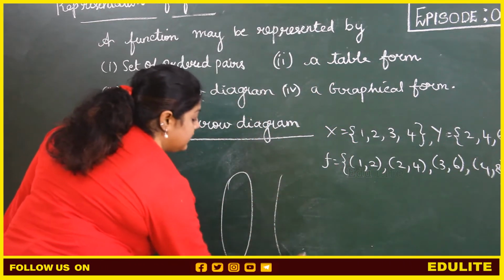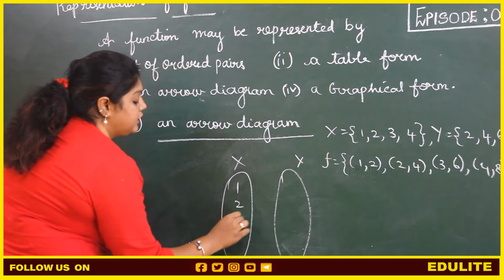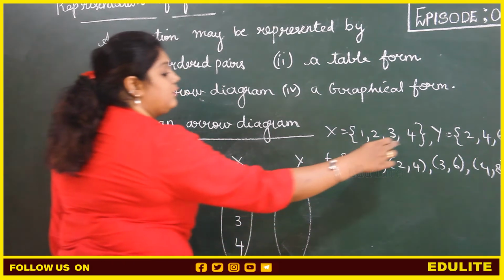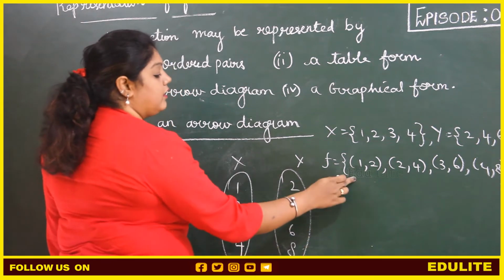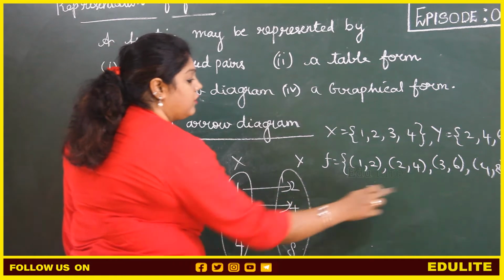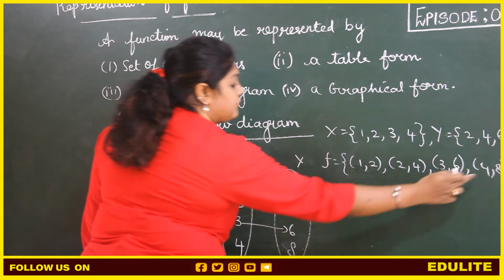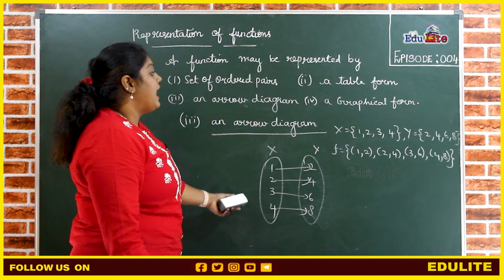We will consider 2 sets x and y. X has a set of values 1, 2, 3, 4, and y has the set of values 2, 4, 6, 8. According to the function, 1 is mapped to 2, 2 is mapped to 4, 3 is mapped to 6 and 4 is mapped to 8. So this is how we represent a function in an arrow diagram.